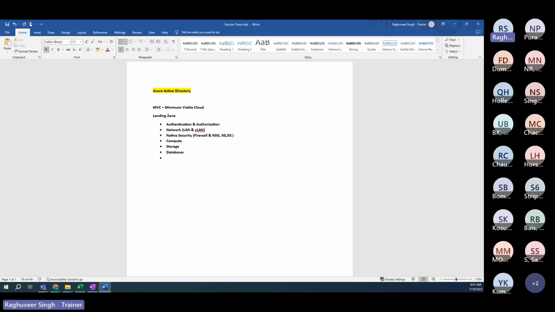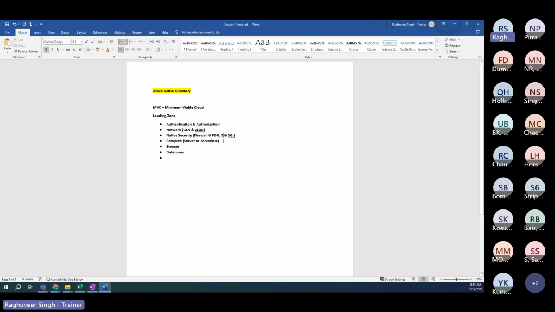So NSG in Azure, security group in AWS and GCP. You have these services which are natively available that you need to configure. And then, without a compute, whether it's a server or serverless, you will need either a server or serverless service to host your application. So that is also needed in cloud.